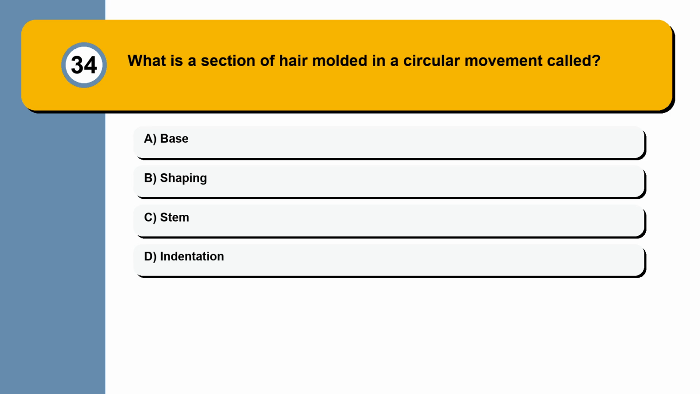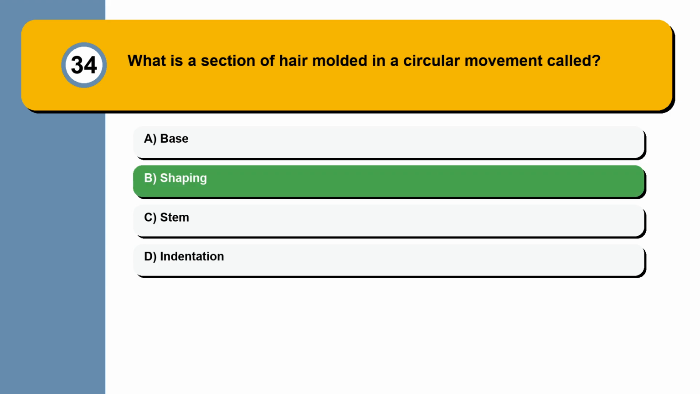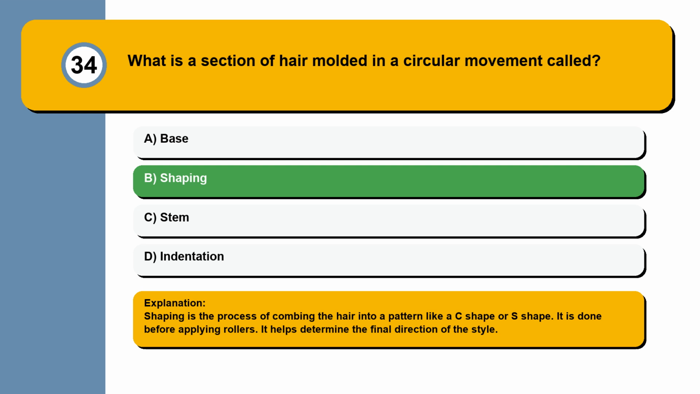Question 34. What is a section of hair molded in a circular movement called? Base, shaping, stem, indentation. Shaping is the process of combing the hair into a pattern like a C shape or S shape. It is done before applying rollers. It helps determine the final direction of the style.